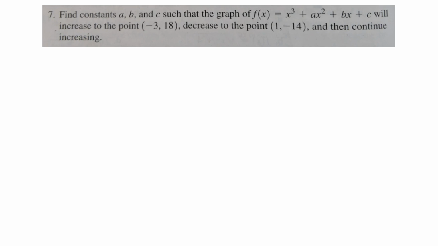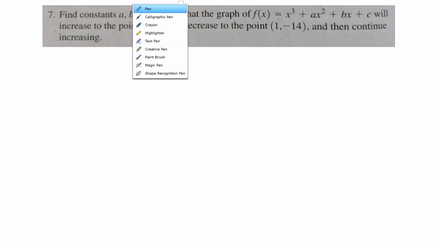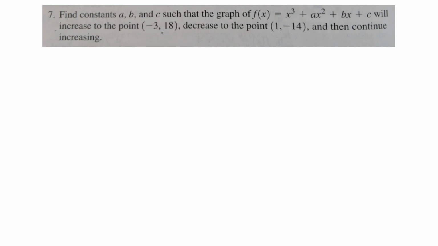Okay, so for question 7, the question asks: find constants a, b, and c such that the graph of f of x is equal to x to the power of 3 plus ax to the power of 2 plus bx plus c will increase to the point minus 3, 18, decrease to the point 1, negative 14, and then continue increasing. First thing you want to do, determine what the question's asking you.